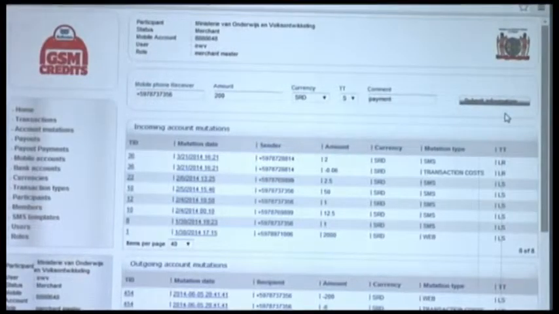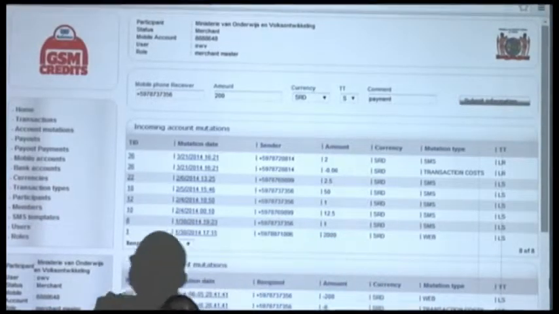And if you look at outgoing transactions, then the transaction is here. You see the date of the transaction, the recipient, the amount, the currency. It is a web-based instruction, and it's a local transaction where the sender pays.